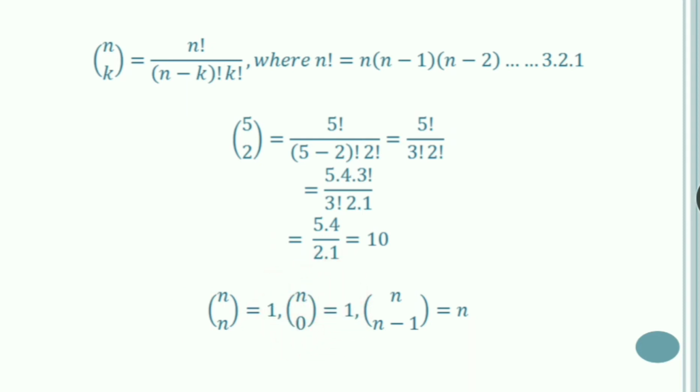nC0 is n factorial upon n minus 0, which is n factorial, into 0 factorial, which again comes out to be 1. What is nC(n minus 1)? This is equal to n factorial upon n minus n plus 1, which is 1 factorial, into n minus 1 factorial. So if you expand the n factorial in the numerator, it will be n into n minus 1 factorial. It will get cancelled with n minus 1 factorial in the denominator and you will get only n.